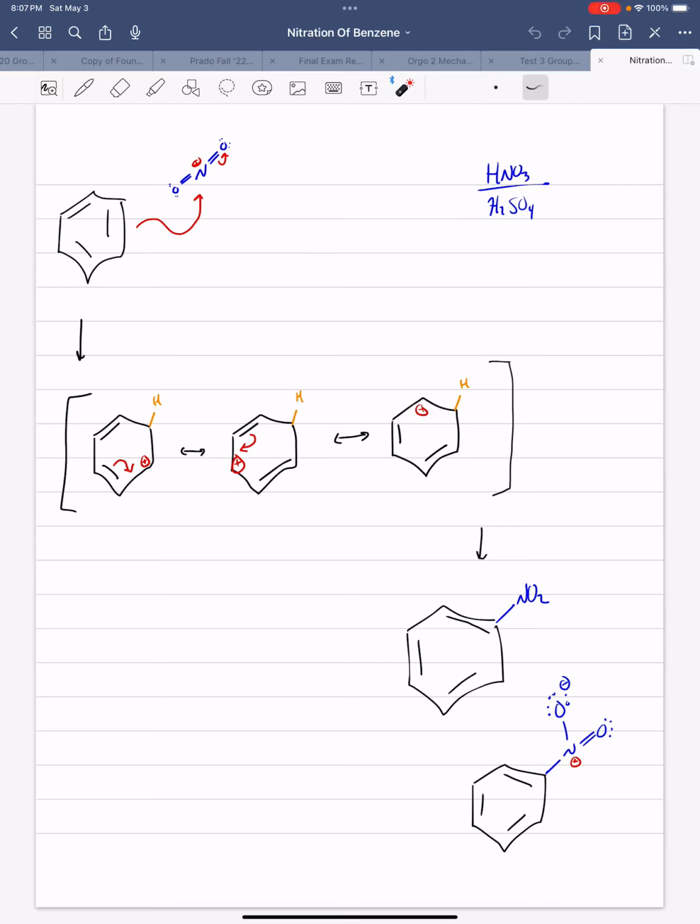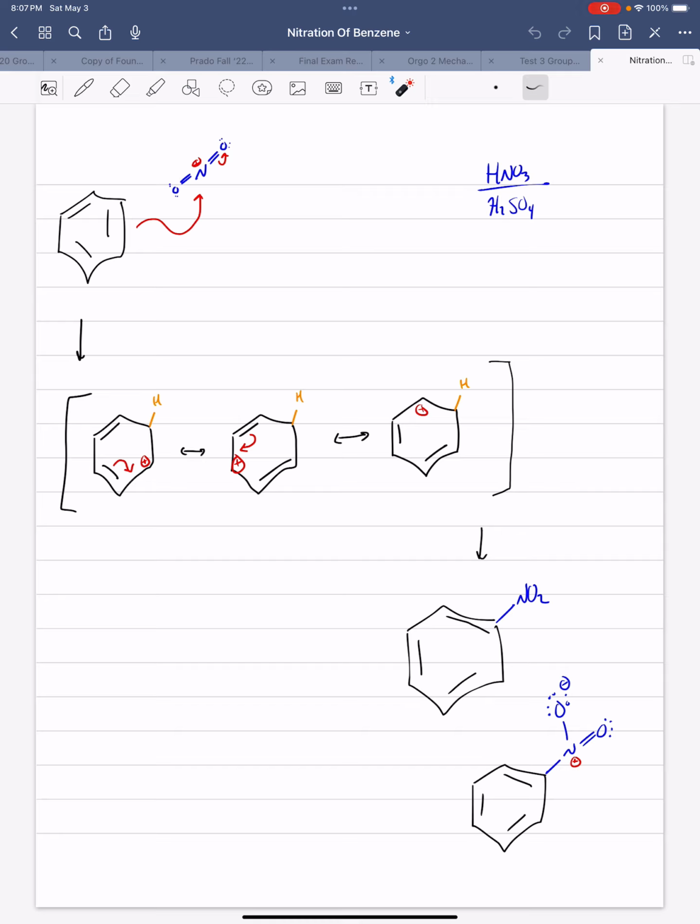Okay guys, today let's talk about the nitration of benzene. This is going to be another example of electrophilic aromatic substitution where we use one of the pi bonds on a benzene ring to attack some kind of electrophile and ultimately add something onto the ring. In this case, our final answer is going to be a nitro group, an NO2 group onto the ring.